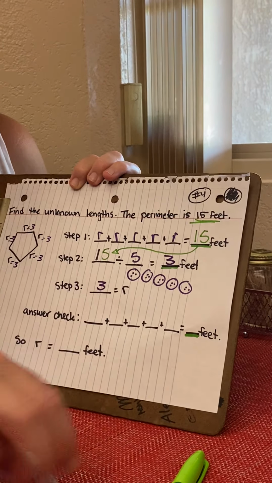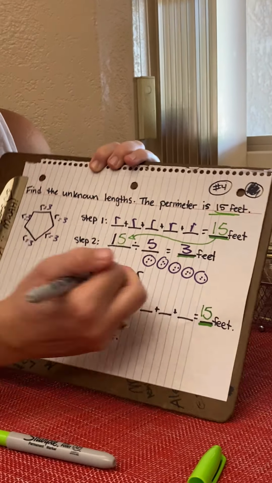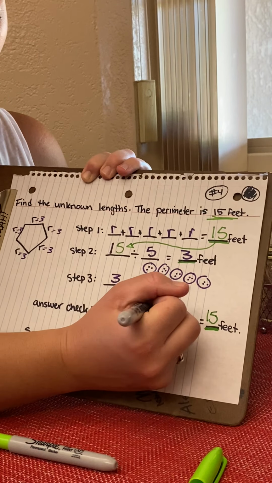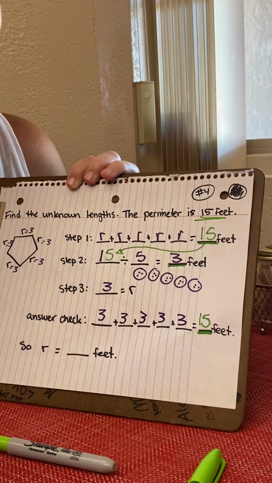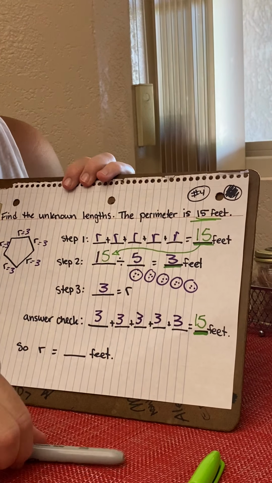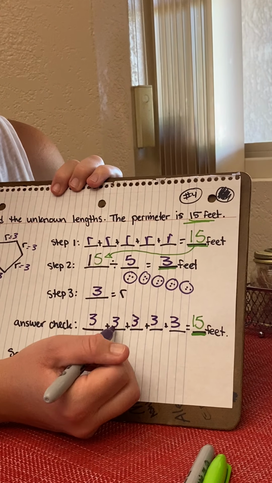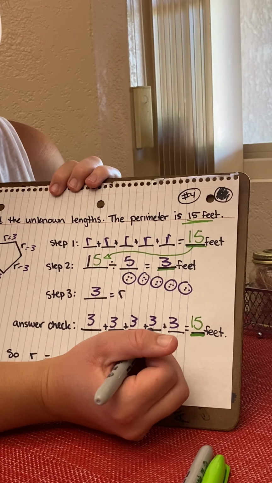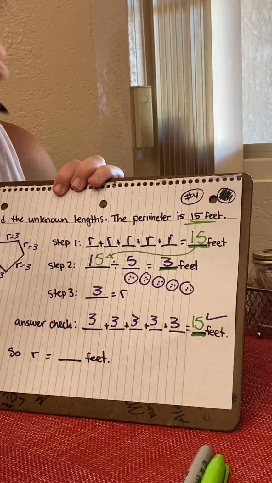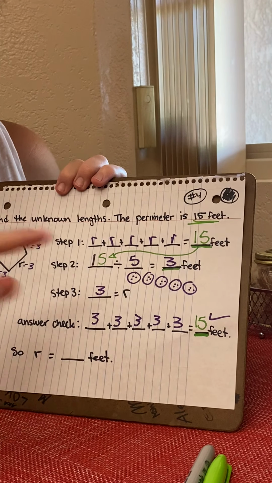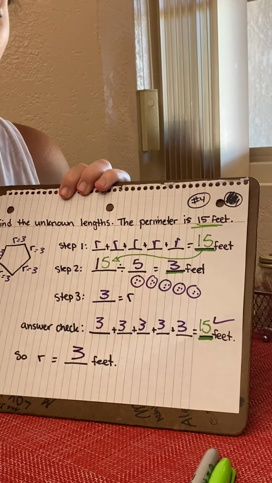I'm going to double check and make sure that it equals 15, because that's what we were looking for. So does 3 plus 3 plus 3 plus 3 plus 3 equal 15? Pause your video to double check. Press play when you're ready. So 3 plus 3 is 6, plus 3 is 9, plus 3 is 12, plus 3 is 15. Our answer checks out. So it's going to ask you again one more time. So R equaled, remember, it's not asking for the total. It's just asking for R. And R by itself is 3 feet.